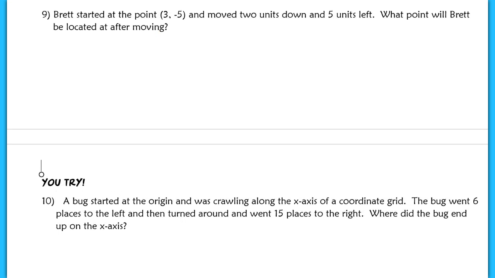All right, our last context question says Brett started at the point 3, -5, and he moved 2 units down and 5 units left. What point will Brett be located at after moving? So we're going to take the point 3, -5, and mathematically we're going to adjust this point. So it says that he moved 2 units down. Remember, moving down is in the y direction. So we're going to move down 2 units, which means we're going to subtract a 2 from the -5.